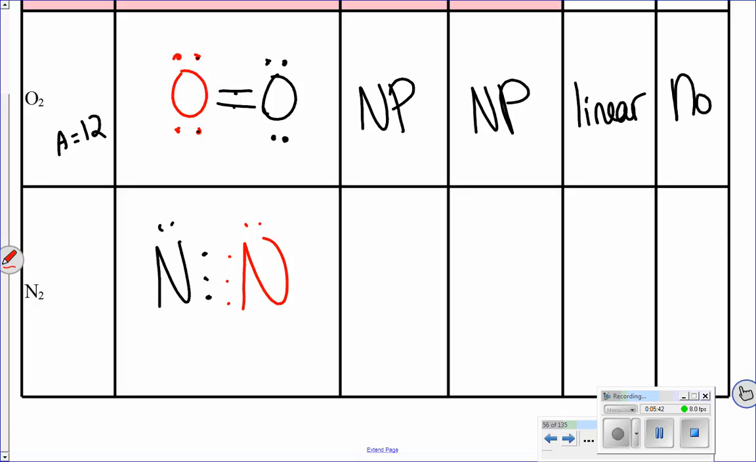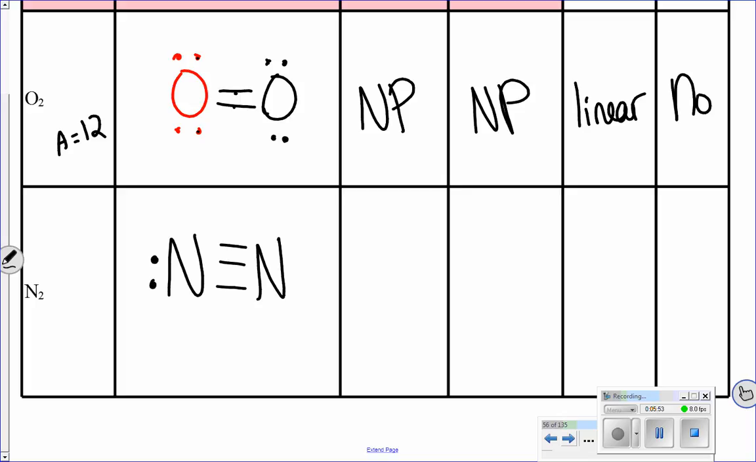So between them, they're actually going to have to share 6 electrons. So our dot structure for N2 is a triple bond. The extra valence electrons, you can show them on top or you can show them on the side. I like to show them on the side, but it is up to you.